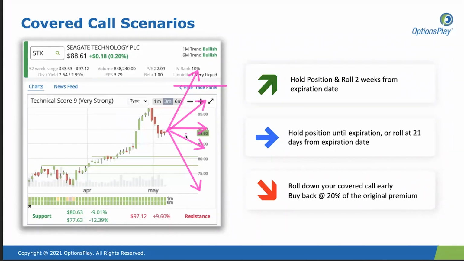So what I want to do is cover 3 scenarios and basically what you can do in these types of scenarios. So in the first scenario, if the stock rallies significantly, really, there's not a whole lot that you need to do. First thing you want to do is hold your position if the stock rallies significantly. Now, for some investors, when you enter the covered call, you're thinking to yourself, I'm happy selling the stock at $100. If it reaches that price, I'd like to get out of the trade.